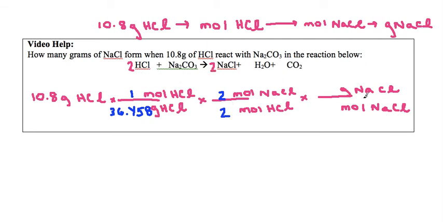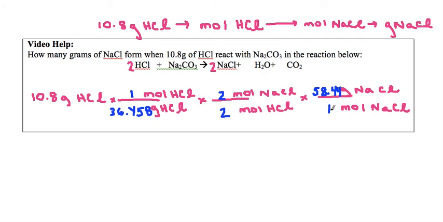For NaCl, the mass of Cl is 35.45. The mass of sodium is 22.99. So I get 58.44 for the molar mass of NaCl, which I put up here. And then a 1 on bottom. And now I do my math.